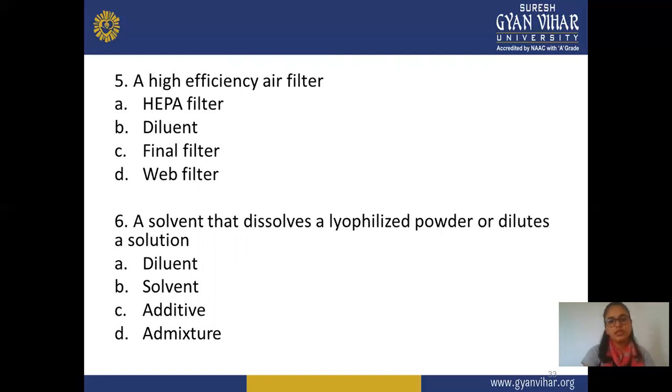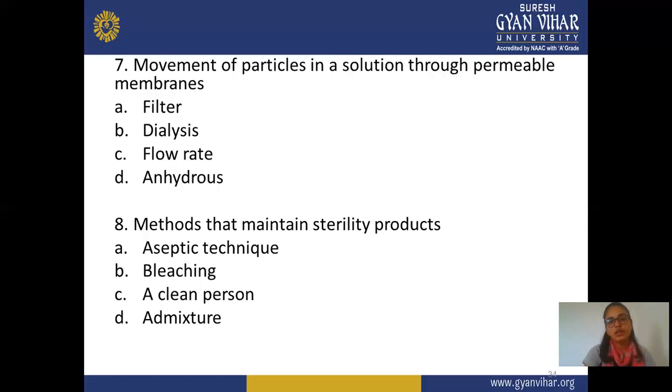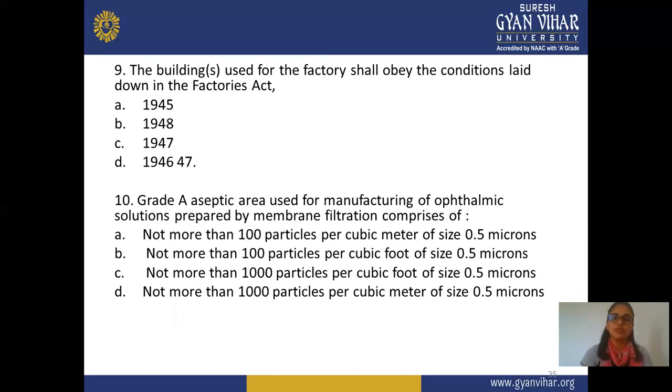In the sixth question: a solvent that dissolves a lyophilized powder or dilutes a solution. A is diluent, B is solvent, C is additive, and D is admixture. In the seventh question: movement of particles in a solution through a permeable membrane is A, filter, B is dialysis, C is flow rate, D is anhydrous. In the eighth question: the method that maintains the sterility of a product is A, aseptic technique, B is bleaching, C is clean person, and D is admixture. In the ninth question: the building used for a factory shall obey the conditions laid down in the Factory Act 1949, B is 1948, C is 1947, and D is 1947.